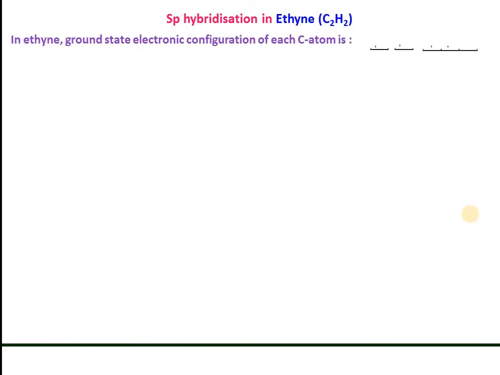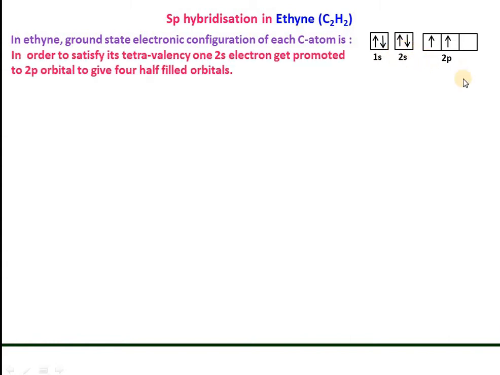So let's understand sp hybridization in the case of ethyne, C2H2, and how the single bond and triple bond are formed in the ethyne molecule. In ethyne, the ground state electronic configuration of each carbon atom is 1s2, 2s2, 2p2. See here, because in ethyne carbon is going to form 4 bonds, but here only 2 half-filled orbitals are present, and we have already studied that the central atom must have half-filled orbitals equal to the number of bonds it is going to form.